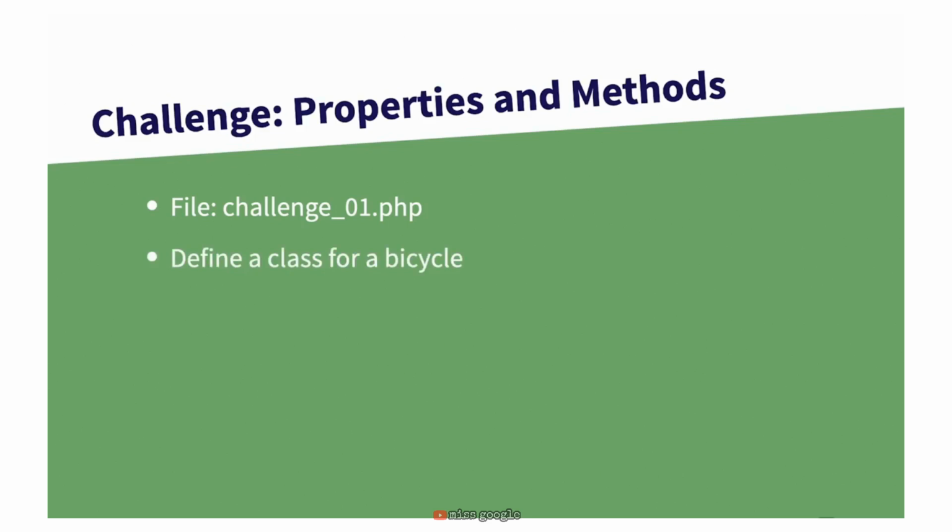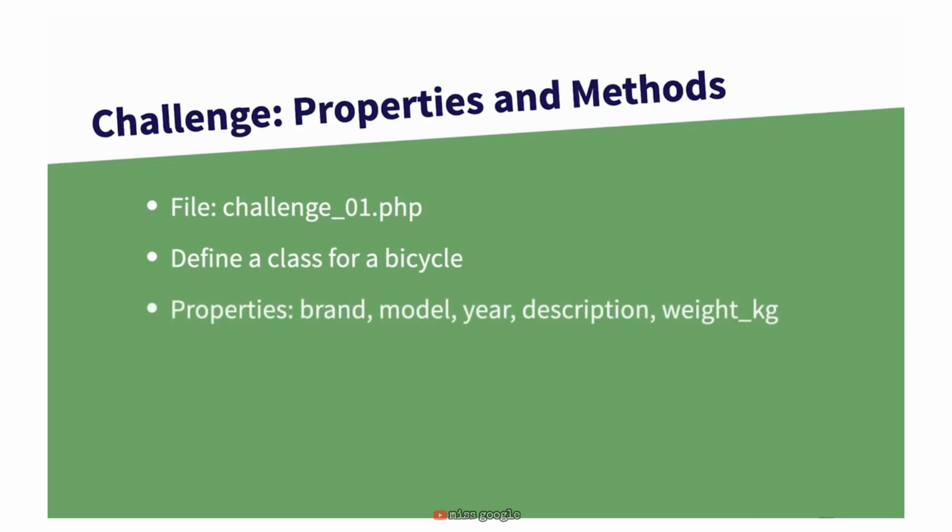We're going to be creating instances of bicycles. And the properties that each bicycle will have are brand, model, year, description, and weight_kg. That's a place for storing the weight in kilograms. Then in addition to that, we're going to have some methods. We're going to have name, weight_lbs, which is an abbreviation for pounds, and set_weight_lbs.